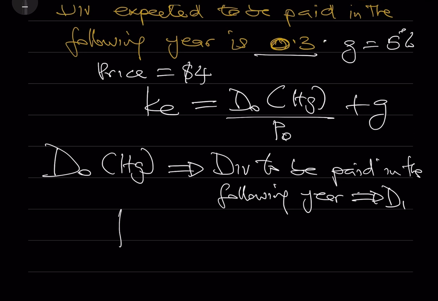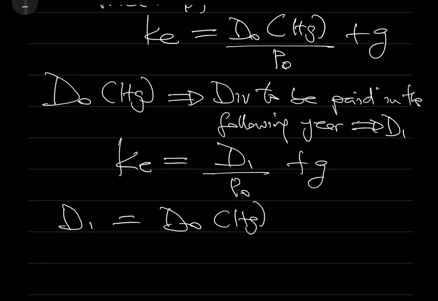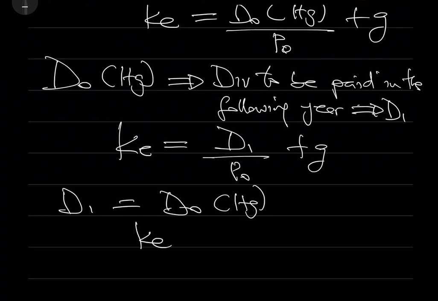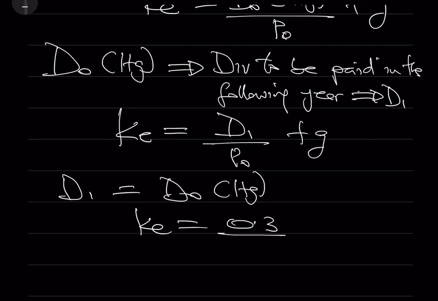So this same formula, the growing dividend formula, can be written as D1 over P naught plus G. What it means is that D1 is the same thing as D naught into 1 plus G. So if you apply that formula in the question, KE will equal 0.3, because we said the dividend to be paid in the following year is 0.3, right? So that's 0.3 divided by 4 plus 5%.